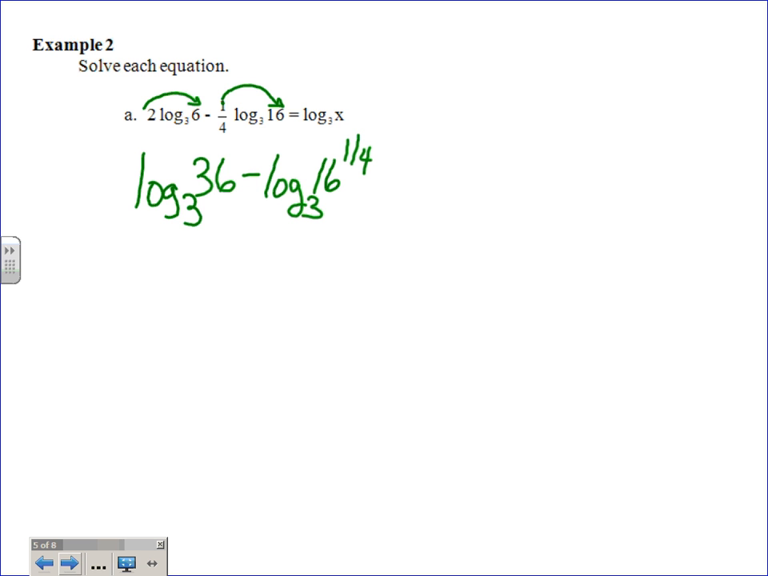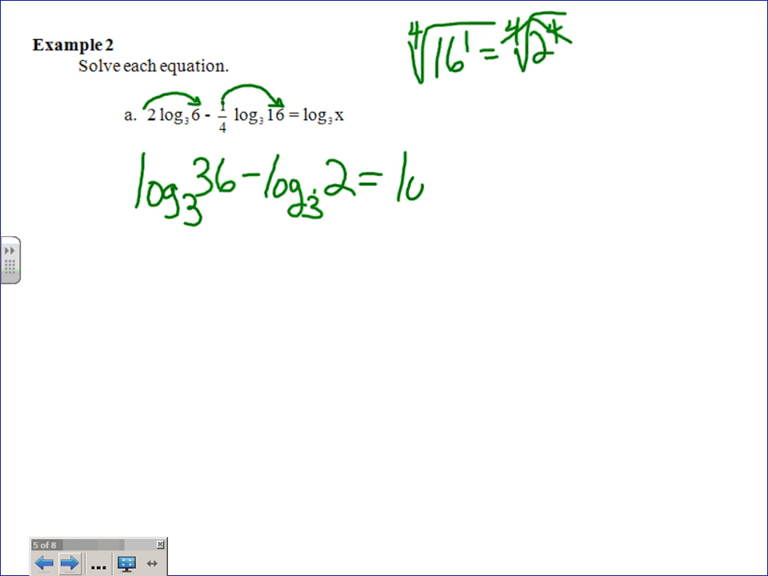What does 1/4 power mean again? 16 radical 1/4, right? So it's the 4th root of 16. The 4th root of 16 is 2. Remember, you could do it this way: the 4th root of 2 to the 4th, correct? That's what we did earlier. So 16 to the 1/4 can be rewritten as log base 3 of 2. It's the same thing. How about this, log base 3 of x? Is everything where it's supposed to be? Yes, it's in the logarithm. We're good.